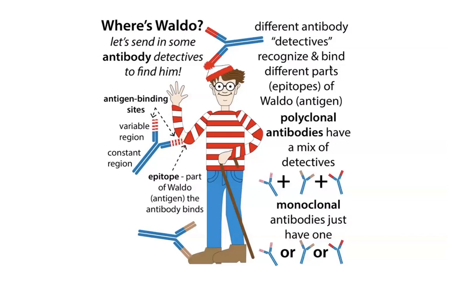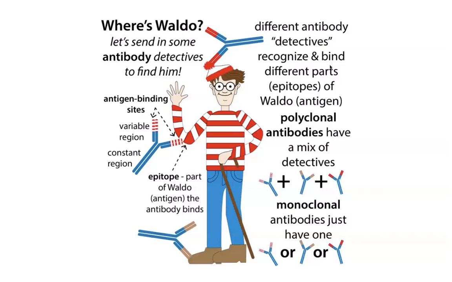So that thing that it recognizes, we call that the antigen. So Waldo would be our antigen, and the specific part that it recognizes on Waldo, so the specific part it binds to, that is called your epitope. So we have the antigen, which is the thing that the antibody recognizes, and the epitope, which is the exact part of the thing that the antibody recognizes. So the part that it's actually binding to.